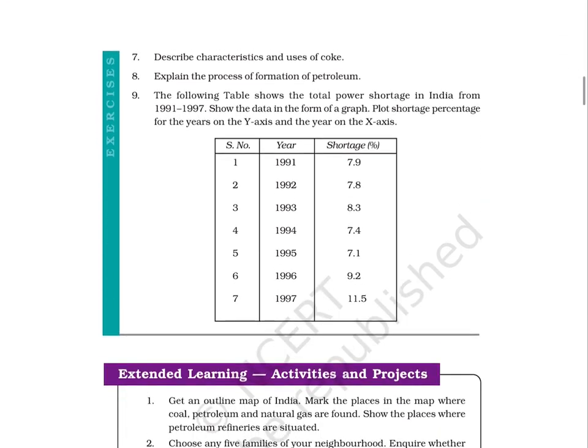Page 63. Seventh, describe characteristics and uses of coke. Eighth, explain the process of formation of petroleum. Ninth, the following table shows the total power shortage in India from 1991 to 1997. Show the data in the form of a graph. Plot shortage percentage for the years on the y-axis and the year on the x-axis. The table has 3 columns. The first one is for serial number, the second for year, and the third one for shortage in percentage.